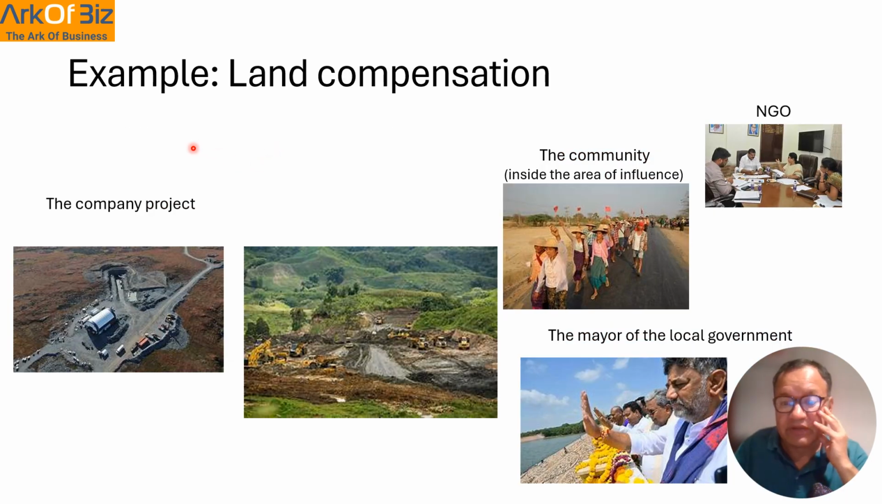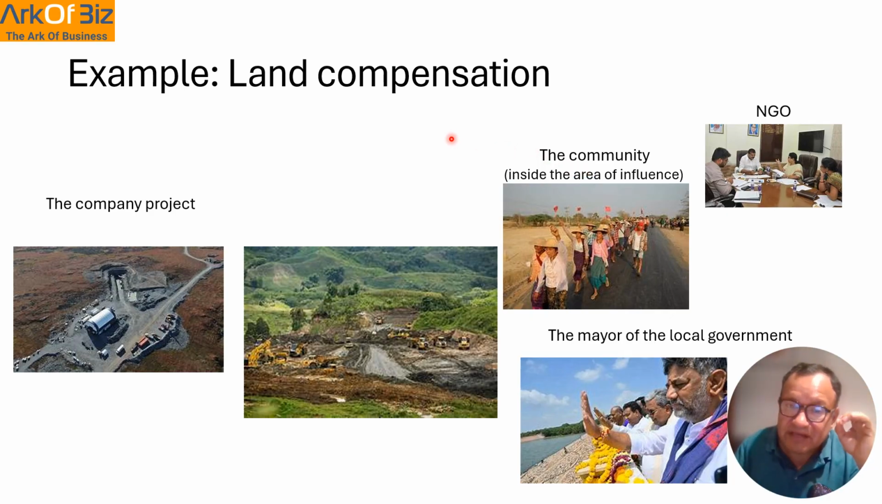Okay, let's put into practice what we have learned so far with this example: land compensation. Here we have the company. Imagine that the company is in the exploration stage, located near the community, and the community is far from the main city. So at first, the company doesn't engage with the community because they think social issues are not important here. They focus on the projects.